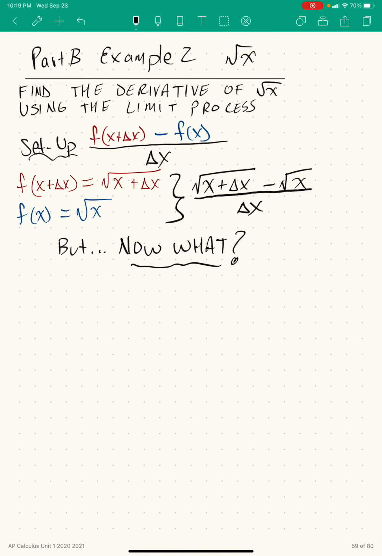Part B, example 2, we're still with lesson 3. We want to find the derivative of the square root of x. So this is going to be a little different. We're still going to do the limit process, but let's see what happens. So I've got the setup here already.